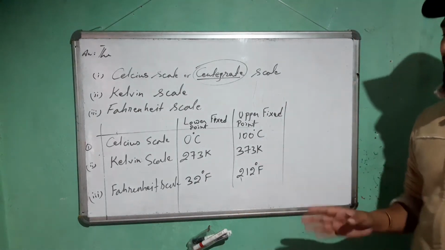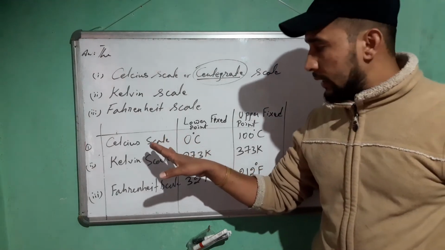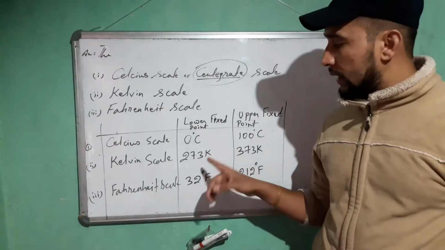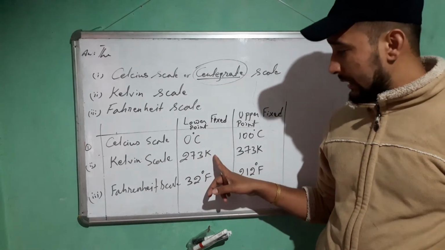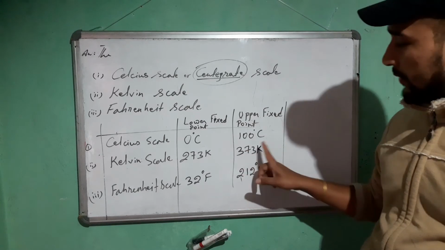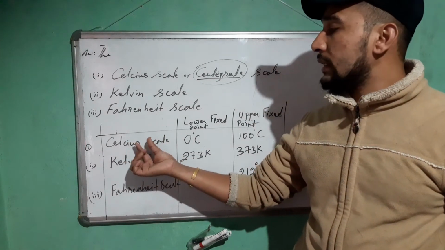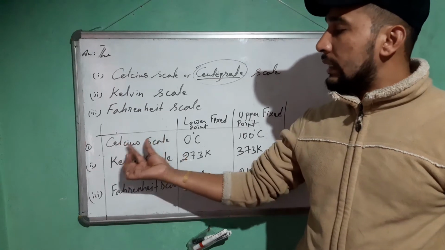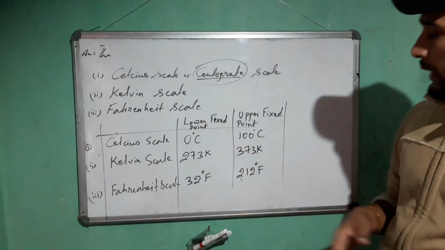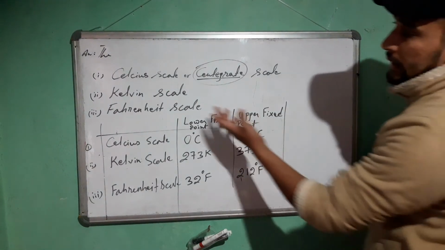Sometimes the question might be to mention the lower and upper fixed point of Kelvin scale. Lower fixed point is 273 Kelvin. Upper fixed point is 373 Kelvin. Similarly, if you are asked to mention the lower and upper fixed point of Celsius scale, then you should say lower fixed point is 0 degree Celsius and upper fixed point is 100 degree Celsius, or 100 degree centigrade also.